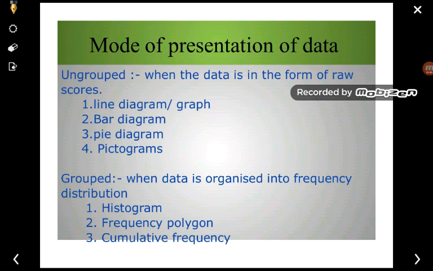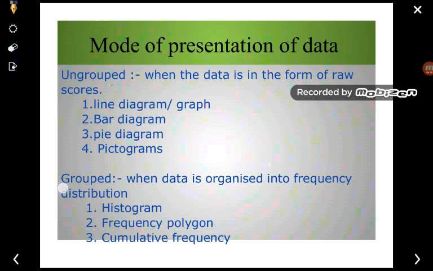So it can be represented by means of a line diagram, by means of a bar diagram. What do you mean by bar diagram? Bar is nothing but the rectangular box. By means of the pie diagram, by means of a circle, or by means of pictogram. Certain pictures are used to represent the data.